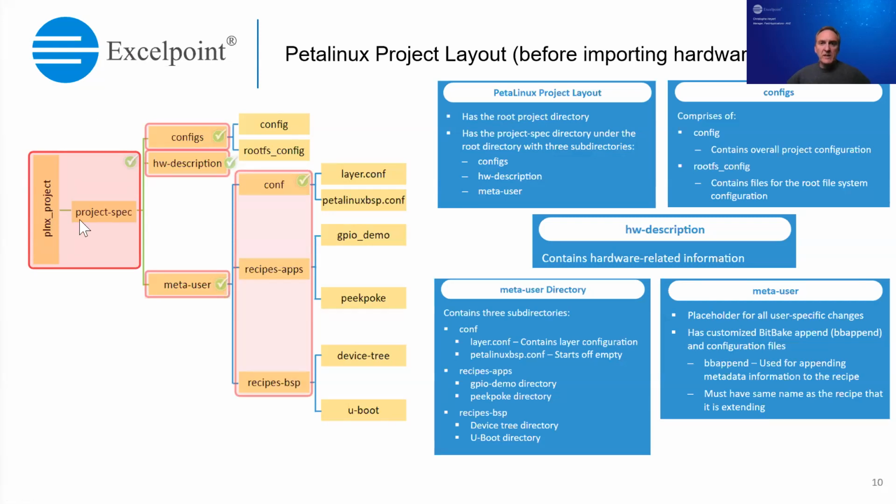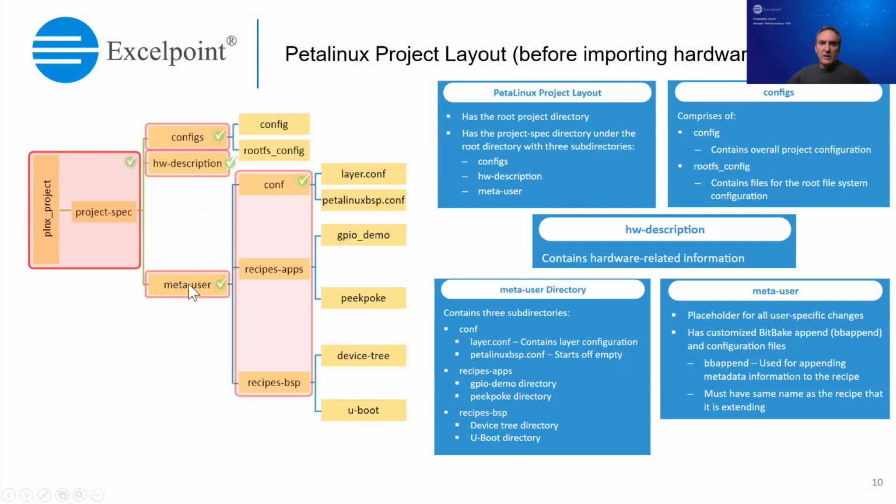So the project spec is the main directory, and it's the name you provide in creating the project. Then you'll see a number of subdirectories. The configs directory consists of the config and rootfs config subdirectories. The config directory contains the overall project configuration, whereas the rootfs config directory contains the file for the root file system configuration. The hardware description directory contains hardware-related information.